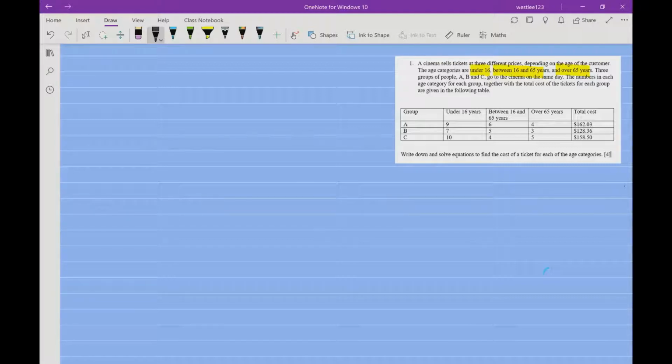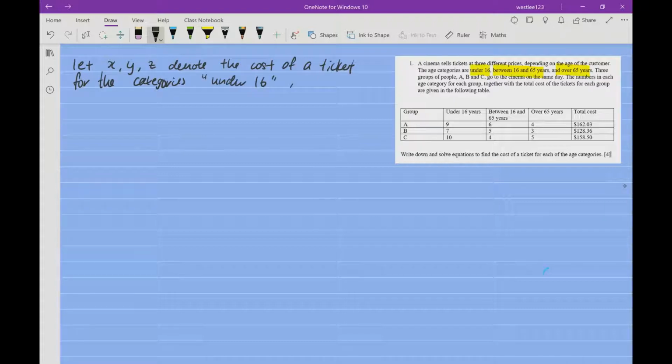Therefore, we let X, Y, Z denote the cost of a ticket for the categories under 16, 16 to 65, and above 65 respectively.